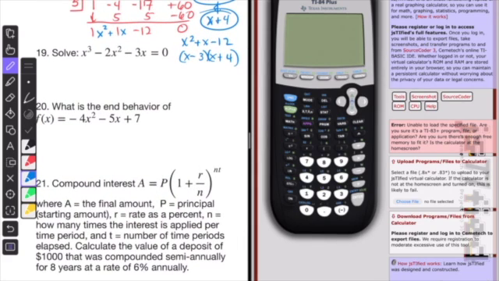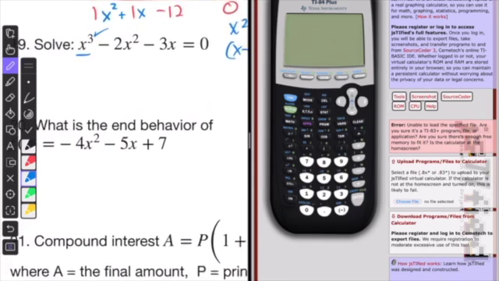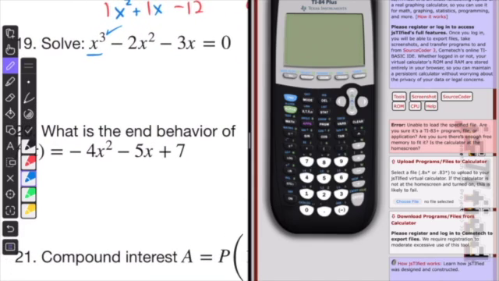Number 19, it's a solve problem, and I notice it's cubic. So to solve a cubic problem, I'm going to hope there's a GCF, and there is. So now it's down to an x squared equation. Let's give it another shot here. So I'm going to take an x out, leave me with x squared minus 2x minus 3.